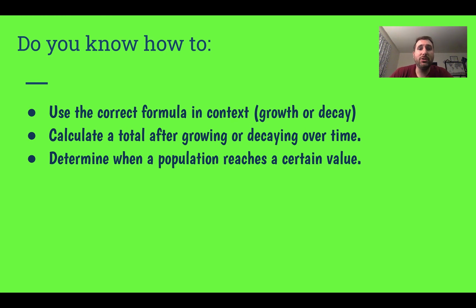After this lesson, do you now know how to use the correct formula in context for either growth or decay? Can you calculate the total after growing or decaying over time? And can you determine when a population reaches a certain value? If you're not sure about these things, go back and look at the 2 different examples and when to use each formula, along with how to calculate and determine when it reaches a certain point using Desmos.